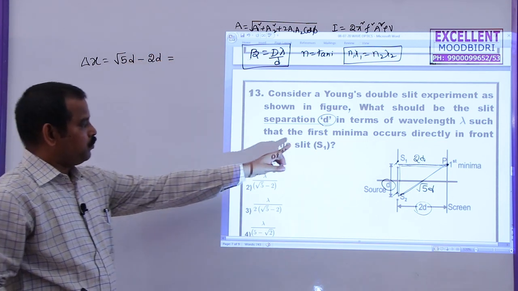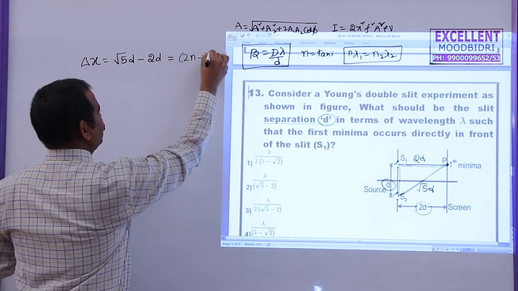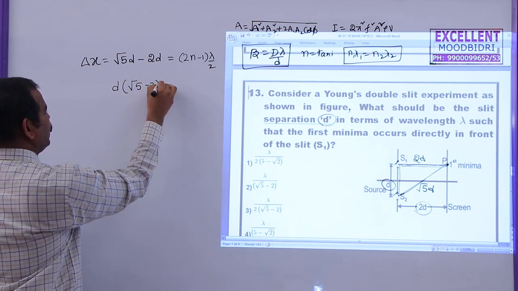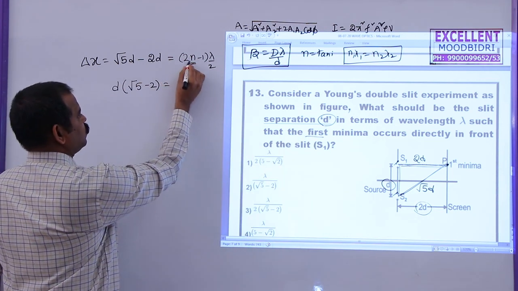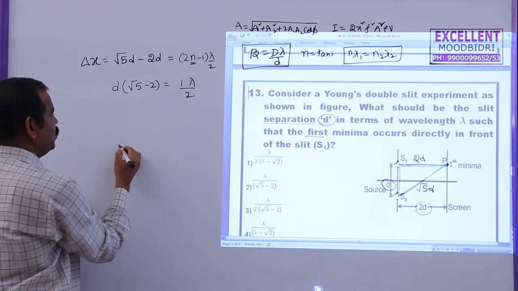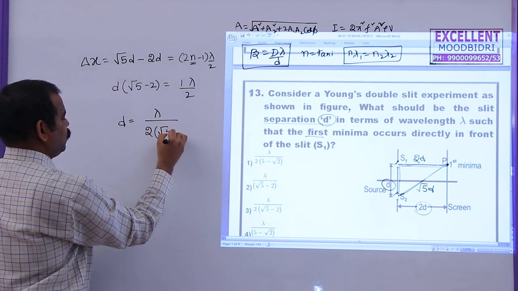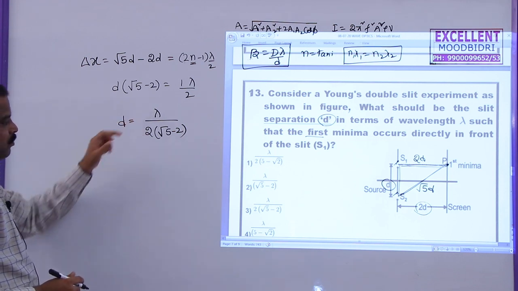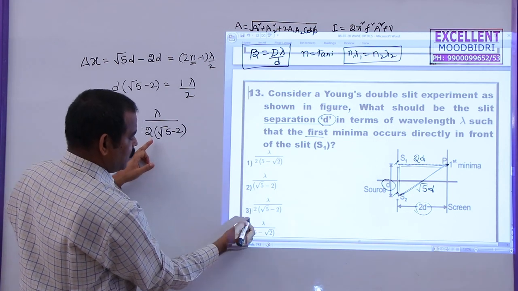But path difference for first minima is given by (2n minus 1) into lambda by 2. You can take this d common: root 5 minus 2. Here it is first minima, therefore n is equal to 1, so 2 ones are 2 minus 1, 1 into lambda by 2. I need small d here, which is going to be lambda by 2 of (root 5 minus 2). So the distance between the two slits is lambda by 2 (root 5 minus 2).